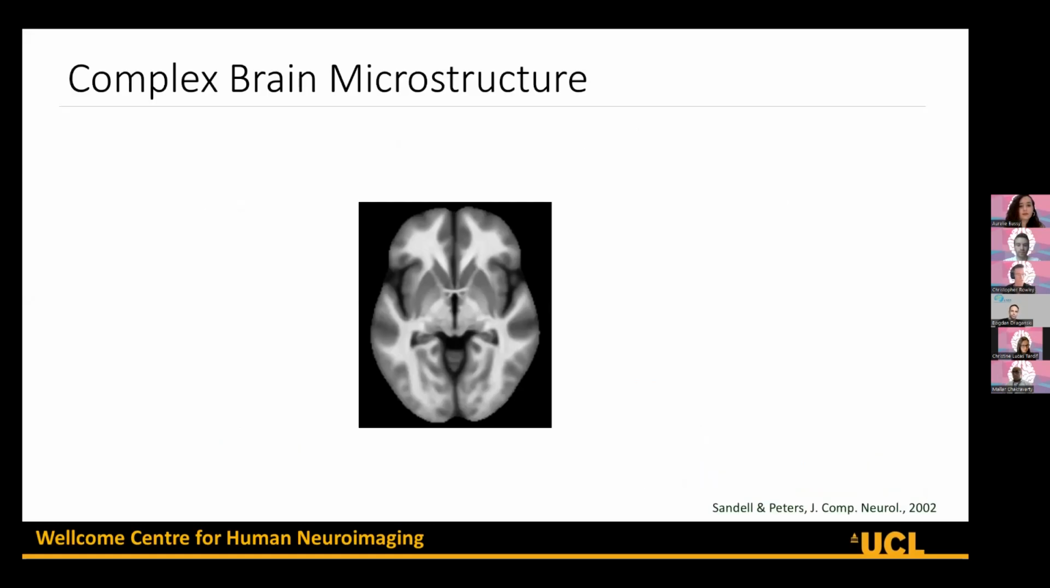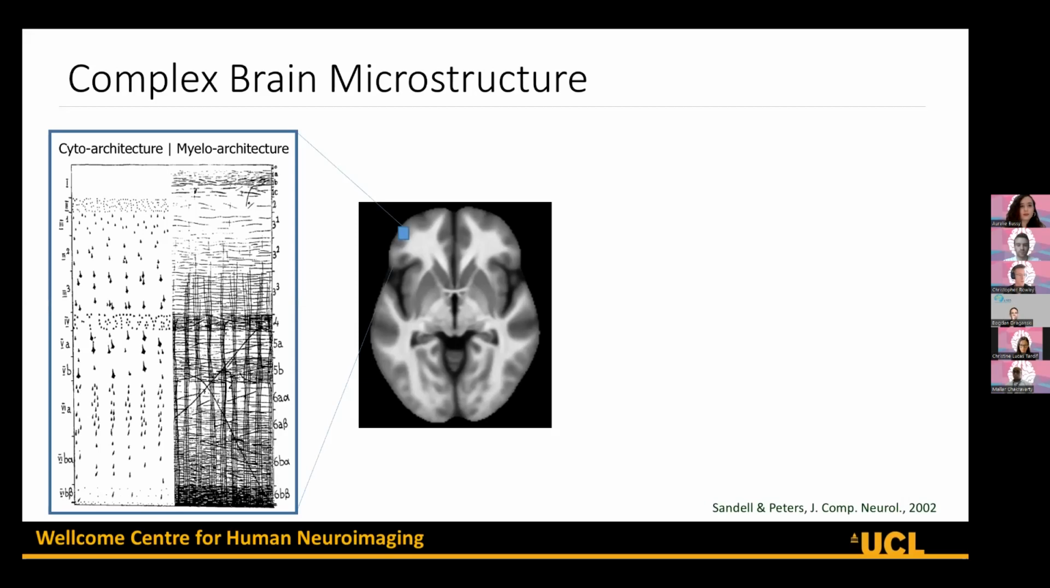So first of all, we have to ask the question of what is it that we're trying to achieve? And really, if we look at the brain microstructure, it's very complex. If we look within the grey matter, then we can see that there's a very rich cyto and myelo architecture that varies across layers and across regions of the brain. And it is information like this that we would like to be able to try to access using MRI, which is ideally suited to doing so because of its non-invasive nature.